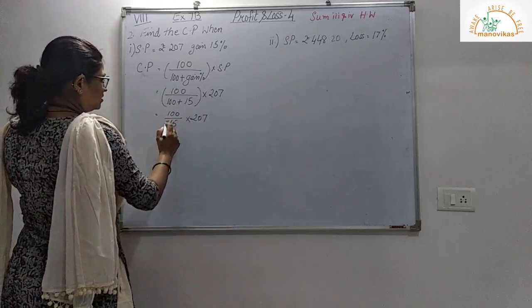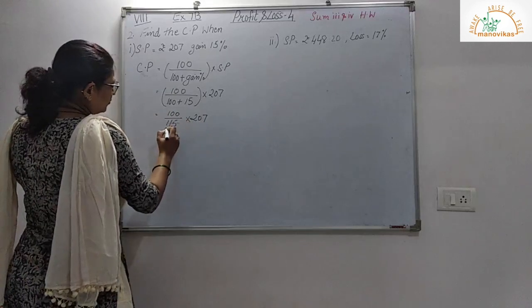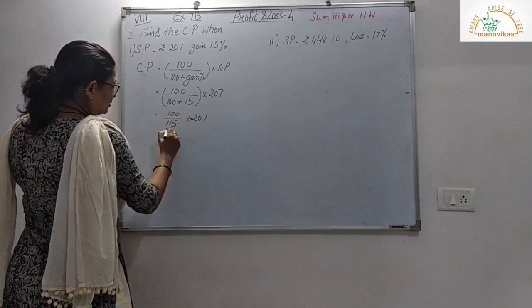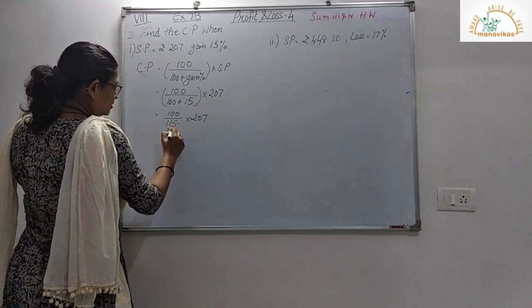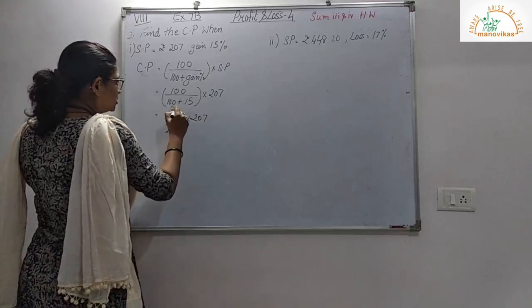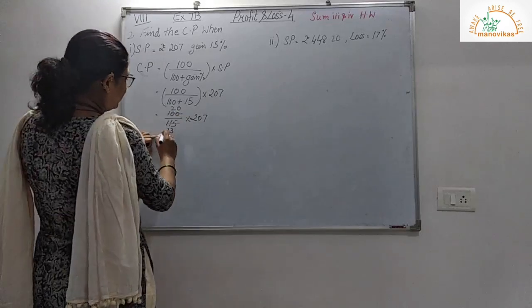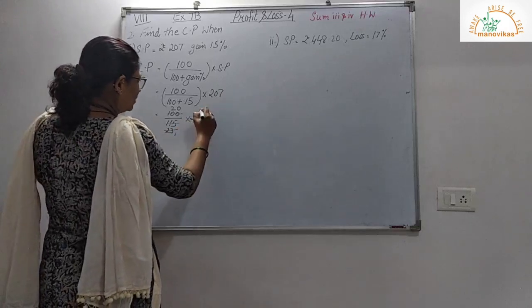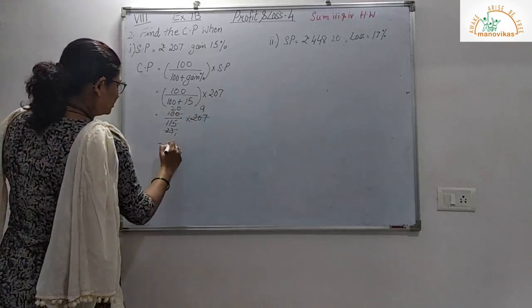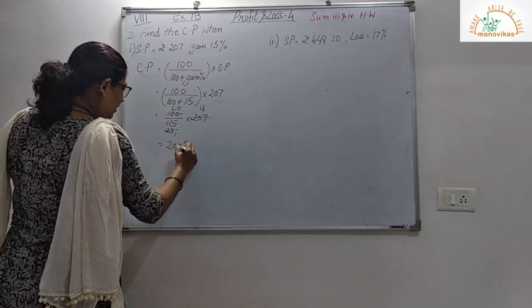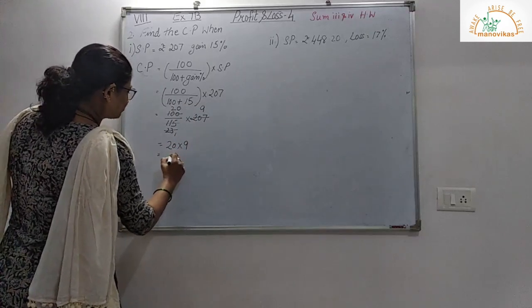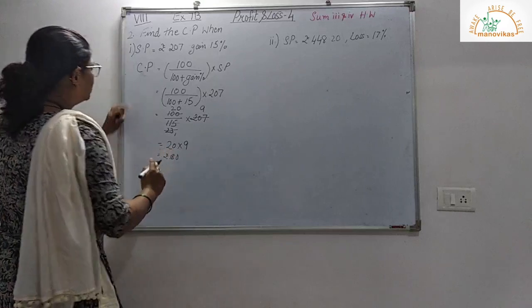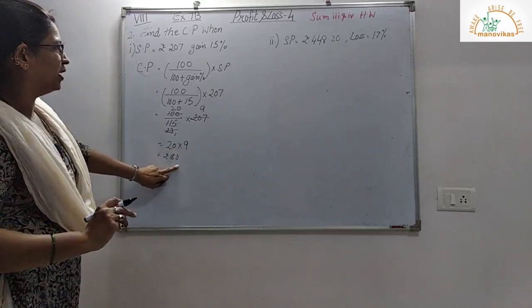So I can cancel this out with 5. So 5 2s are 10. Okay, 3s are 5, 2s are 0s are. Now 23 1s are 23, 9s are. So we get it as 20 into 9, which is equal to 180. So here the cost price is rupees 180.